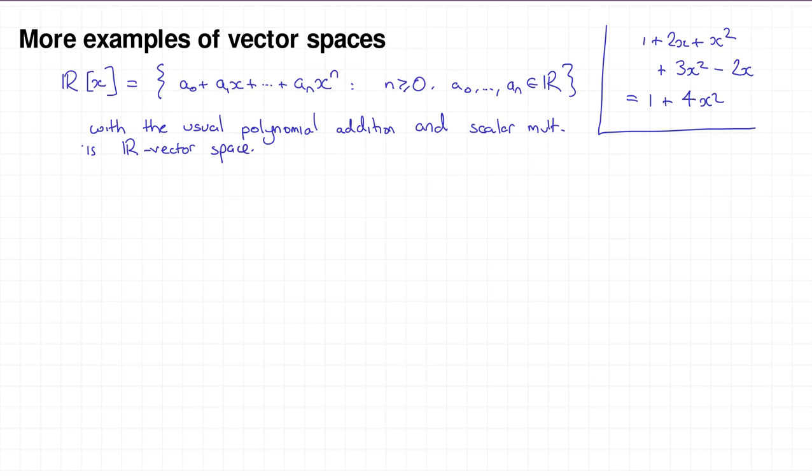Again, let me make clear what I mean when I say the usual scalar multiplication. I just mean multiplying a polynomial by a number, like if you had 1 plus 2x minus 3x squared, and you multiplied that by 5, then of course you just get the polynomial 5 plus 10x minus 15x squared.